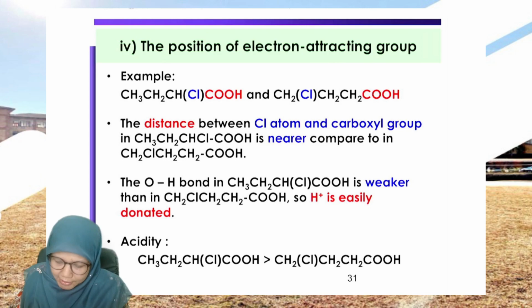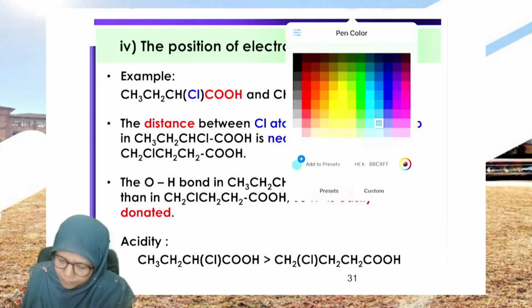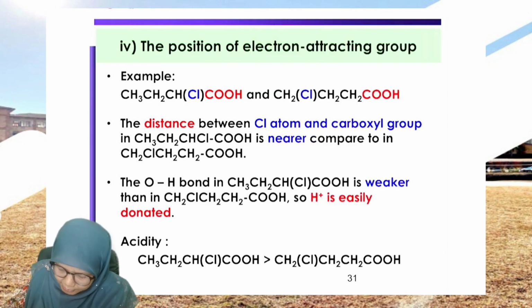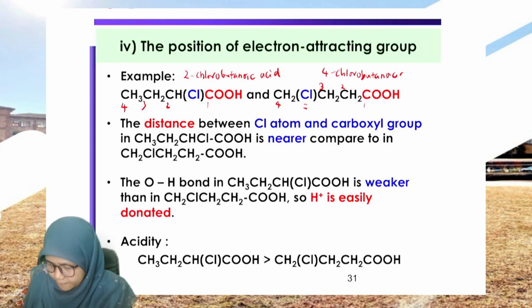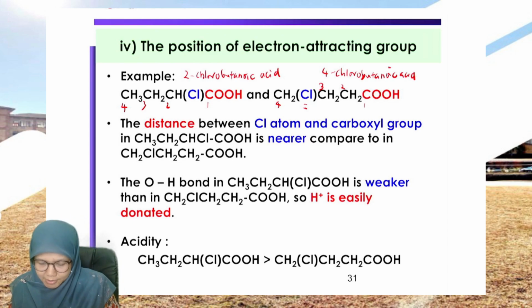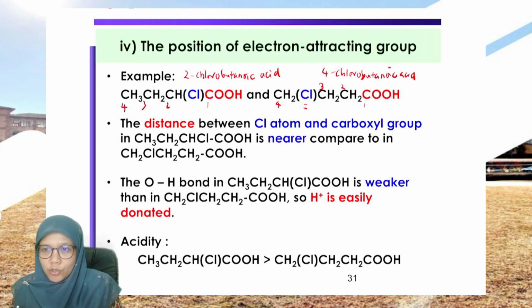Kita lihat. Okay, sekarang kita ada ini nama apa ni? Nama apa compound tu? Kita lihat ini 1, 2, 3, 4. So compound itu adalah 2-chlorobutanoic acid. 4 carbon kan? Okay, yang ini pula 1, 2, 3, 4. So, position of chlorine ni dekat carbon number 4. So, yang ini 4-chlorobutanoic acid. So, di antara 2-chlorobutanoic acid and 4-chlorobutanoic acid ni, yang mana satu yang lebih berasid?